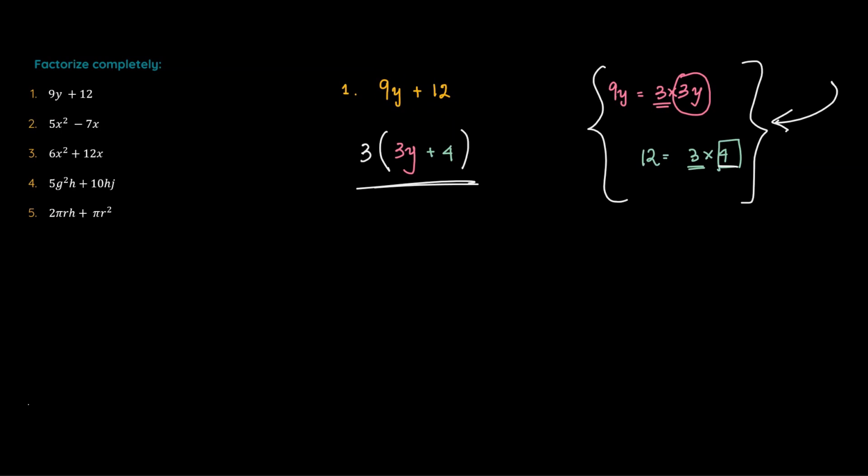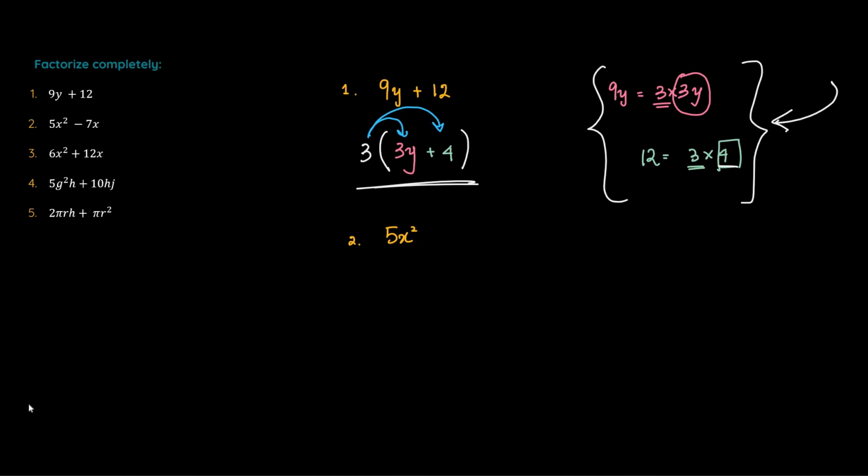And if you want to verify if this factorization is correct, expand it again and see. So let's expand it and see. 3 times 3y, that is 9y. 3 times plus 4, that is plus 12. So we see we get that same expression that we started with, and therefore this factorization is correct. So we can use expansion as a way to verify if your factorization is correct. Alright, so let's look at question number 2.